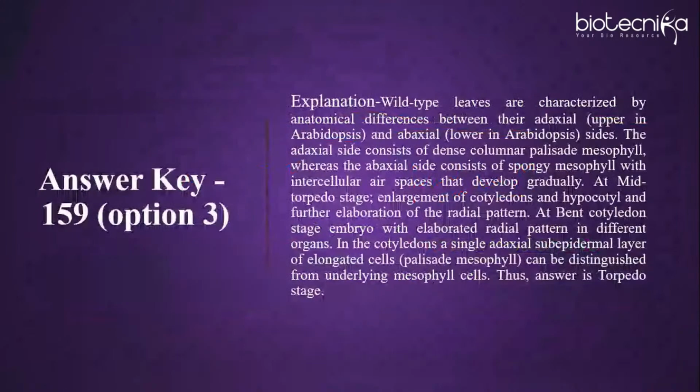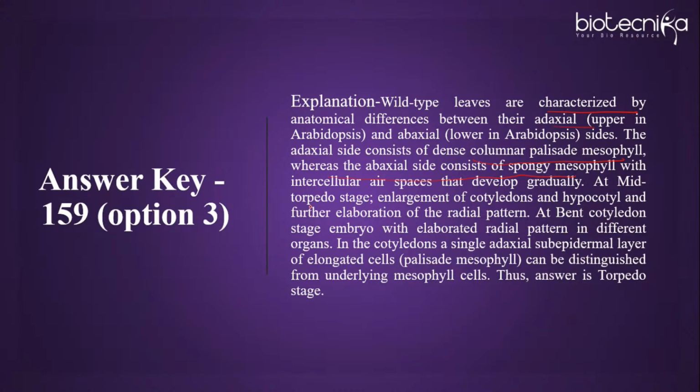Okay. So the explanation for this goes as: wild type leaves are characterized by anatomical differences between their adaxial, that is upper surface, that I told you, and abaxial, meaning the lower surface. So the adaxial side comprises dense columnar palisade mesophyll, whereas the abaxial side comprises spongy mesophyll cells.